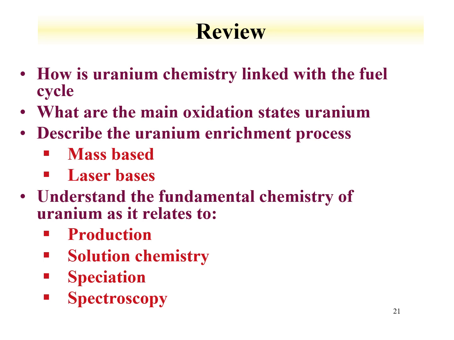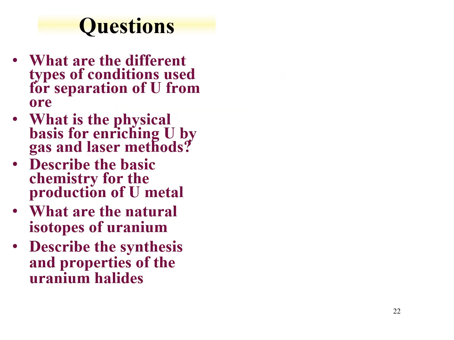You should also understand some of the fundamental chemistry of uranium as it relates to the production of uranium from ore, so that's again separations, solution chemistry dominated by the uranyl species. Important ligands in the environment could be hydroxides and carbonates. Speciation of uranium is a key component in solution chemistry and production in terms of separations, and uranium spectroscopy. There's UV-visible spectroscopy and laser-based fluorescence spectroscopy. Some questions that you should be able to answer based upon the two lectures are listed here.